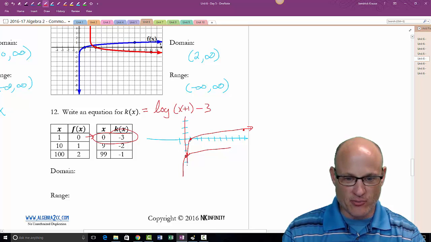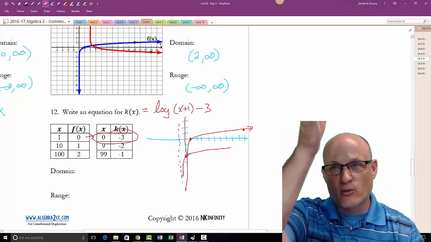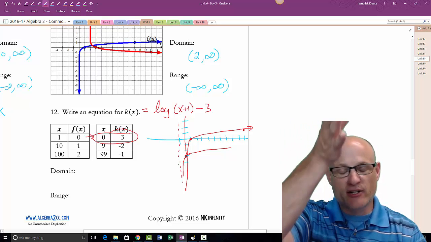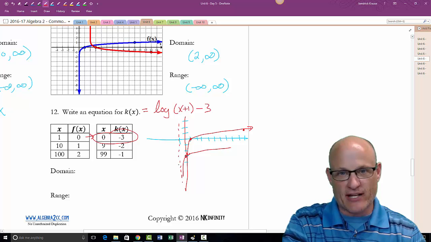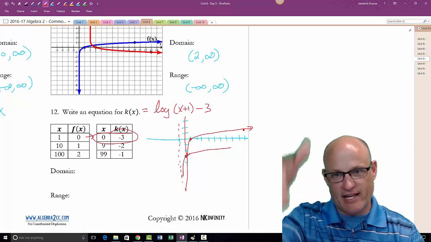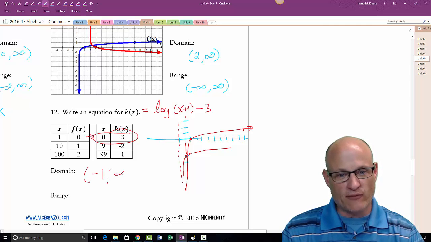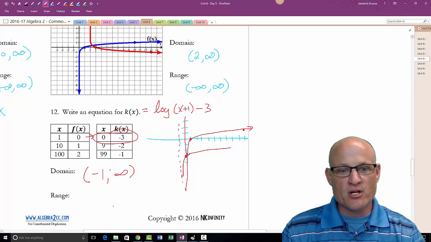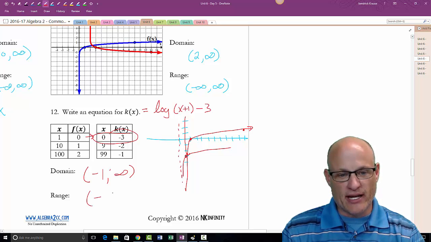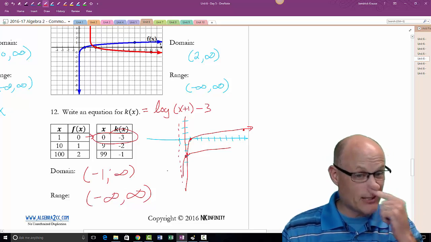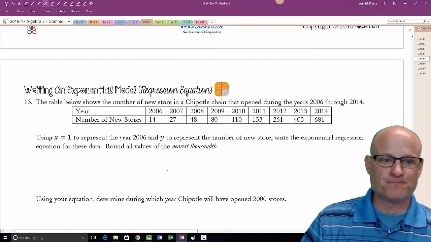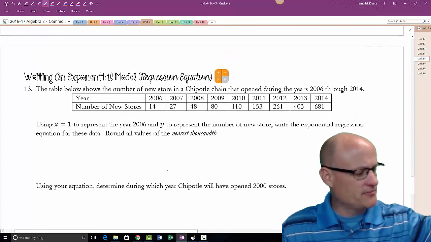Now if I put this axis back in, sorry about that, then this becomes my new asymptote. Where it normally was x equals 0, now my asymptote moved over to the left one. Now it's x equals negative 1. So I can get really close to negative 1, and I can go on forever and ever to infinity. For range, it's still going to be negative infinity to positive infinity. Nothing's changed there. All right, so just take a look at those. Not a bad problem. All right, we got 2 problems left.